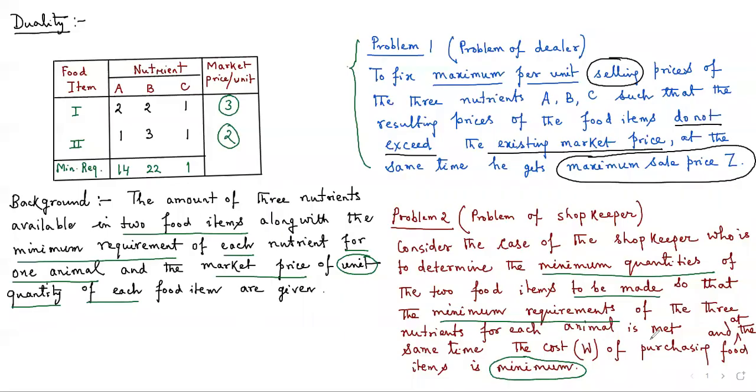Now let's get back to the problem. In the problem, it is written that we are going to consider the case of a shopkeeper who wants to determine the minimum quantities of the two food items. So this is my starting point. I'm going to formulate this particular problem by considering the quantities required for the two food items, so that the minimum requirement of the three nutrients is met.